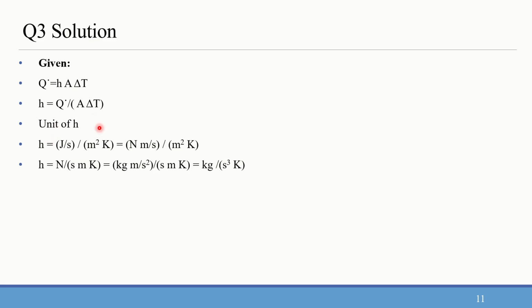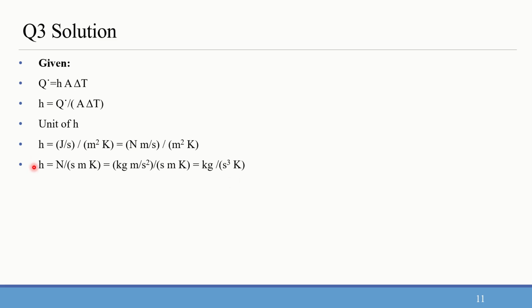If we are not remembering the units of H, we can derive it from Q as well, which is given in the question. That's why we have gone the long route. But anyway, H is kg per second cube Kelvin. That is the simplified unit expression for H. Here we can see that there is no meter square. What happened to that meter square? It got cancelled.